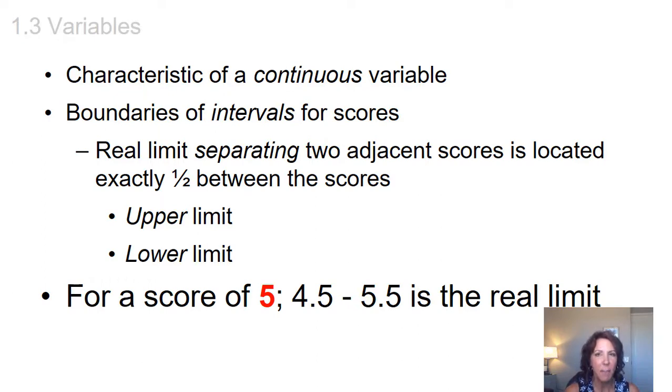So for example, for a score of 5, the real limits are 4.5 to 5.5 because 4.5 is halfway in between 5 and 4. 5.5 is halfway between 5 and 6. And so what are the real limits then for 6? The real limits for 6 are going to be 5.5 and 6.5. Because when we have a number line, we cannot have any gaps. This is going to be very important when we're talking about histograms.